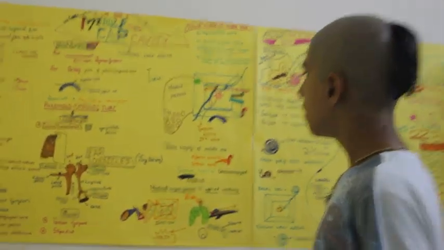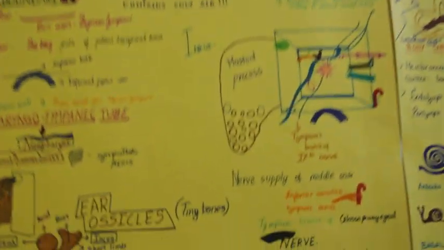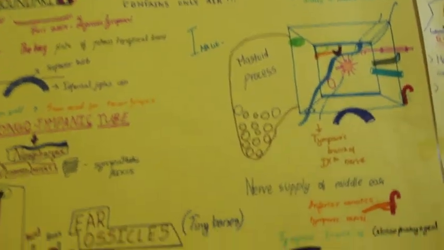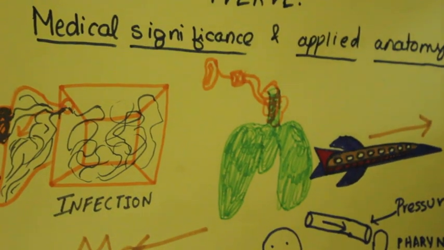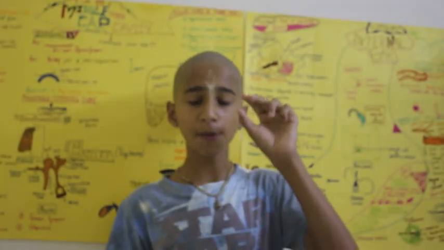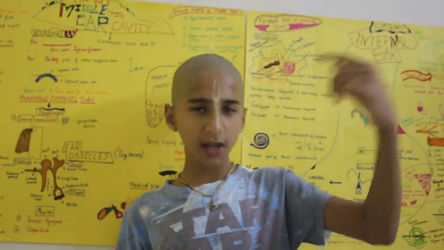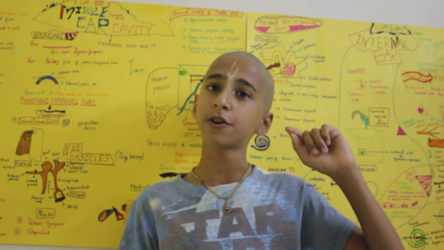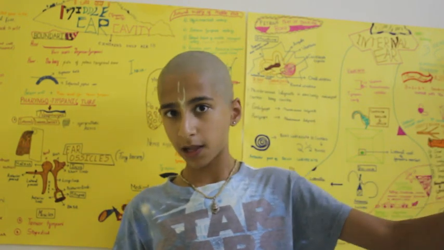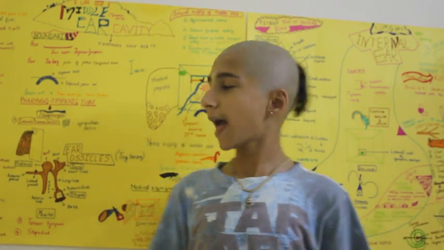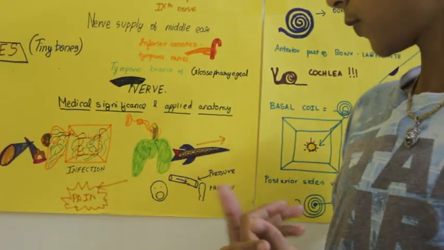And now we should discuss the medical significance and applied anatomy of the tympanic cavity. So sometimes there are infections in the middle ear cavity, and this can actually spread to the mastoid antrum or the mastoid process, to the mastoid air cells, and from there it can also spread to the sigmoid sinus and the cerebellum. So this can be quite dangerous, and that's why it is supposed to be treated quite quickly.